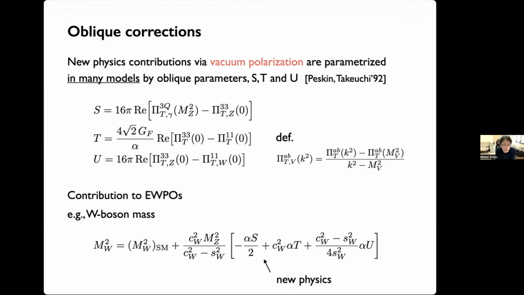New physics contributes through vacuum polarization. In many models, these are parameterized by the so-called oblique parameters S, T, and U. Actually, here is the definition of S, T, U. And through these S, T, U, the electroweak precision observables are affected. For example, the W boson mass receives a correction from S, T, U coming from new physics, as shown here.